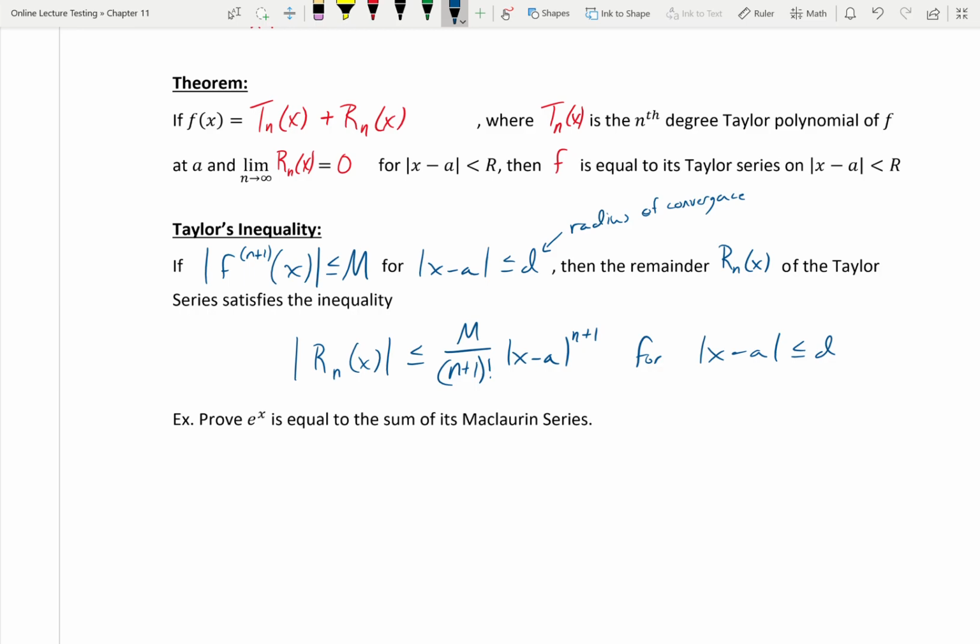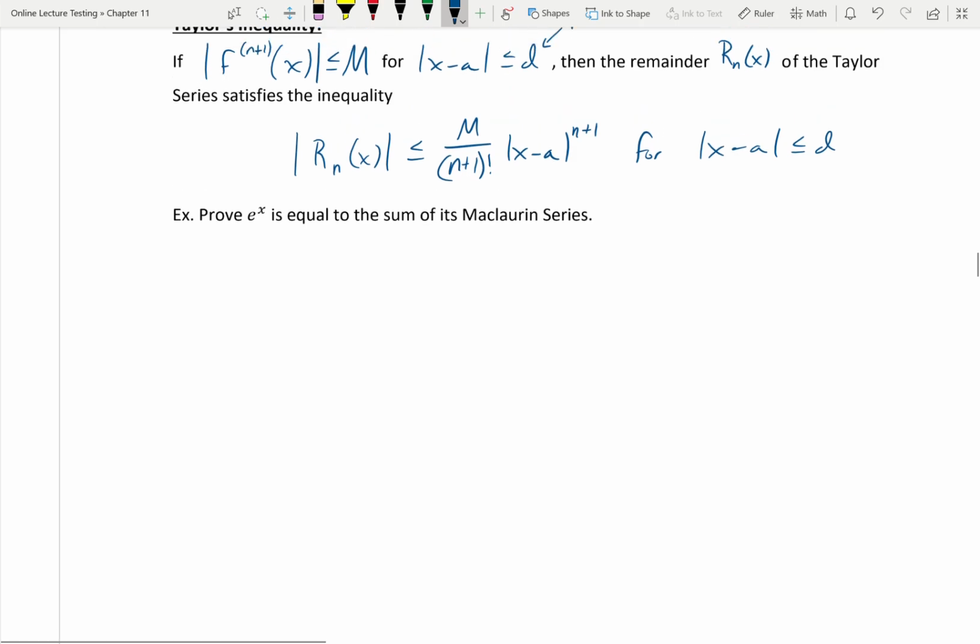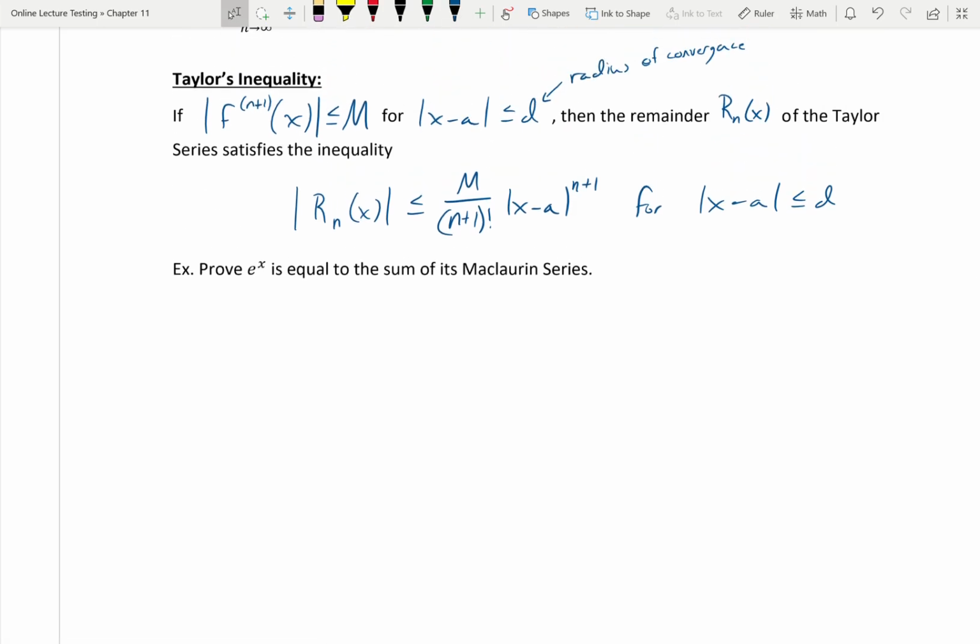All right, so again, Taylor's inequality says that if this is true, if we can set this less than some big number M, then the Taylor series satisfies the inequality. We want to satisfy that. So this means we want to be within some error, if you will. All right. So let's show how we're going to prove that for e to the x, and then we're going to use a similar walkthrough for sine of x and cosine of x. So prove e to the x is equal to the sum of the Maclaurin series.